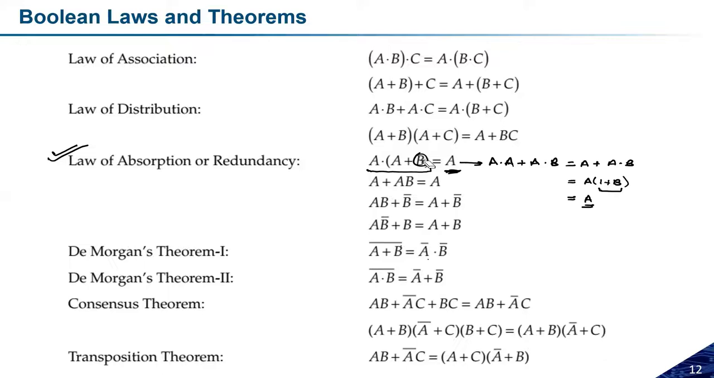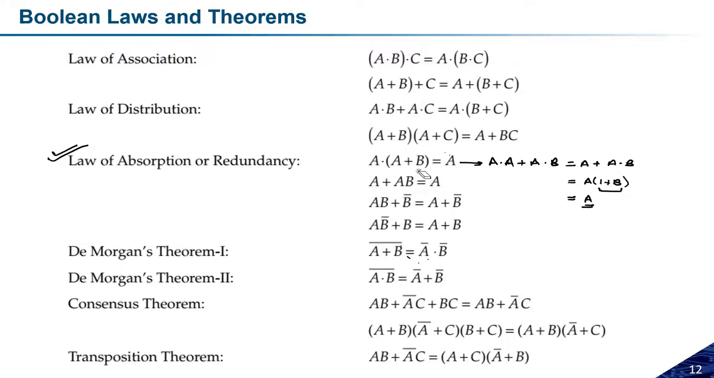Here, I need one OR gate for this one, and one AND gate after the result. But here, I need two gates at least. But here, if you see, I don't need any gate. So zero gates are needed if I simplify it. So this is the advantage. Okay, so this is what we can do.